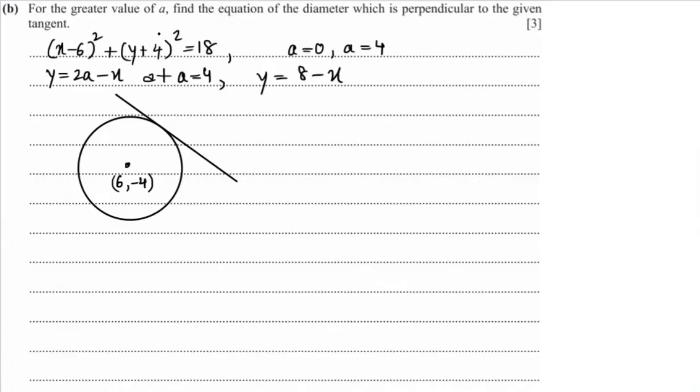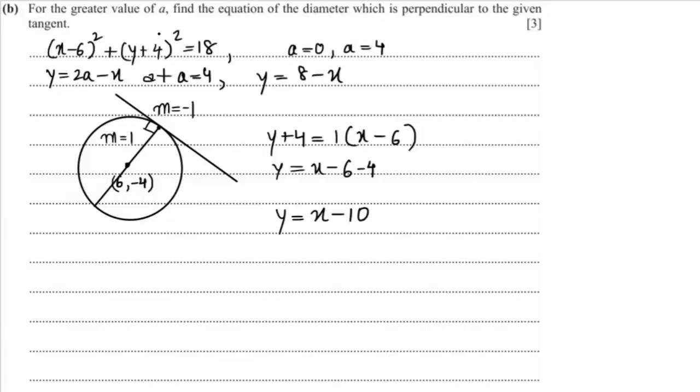I need the equation of the diameter, which is perpendicular to the tangent. The tangent's gradient is −1, so the diameter's gradient is going to be +1, right? I can use the center of the circle to find the equation. Remember, tangent and radius are perpendicular. So y minus y1 equals m times (x minus x1). This gives y equals x minus 6 minus 4, which is y equals x minus 10. And that is the required answer.